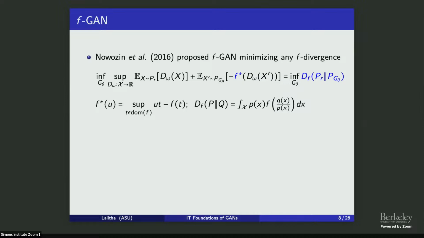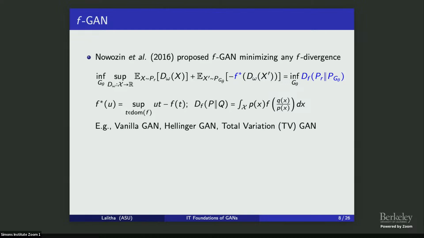So how do I write it in that value function form? You take an F divergence and you can write its convex conjugate, and then you take the F divergence definition and plug it back in. You get this form for the value function of the objective that the two players minimize and maximize.